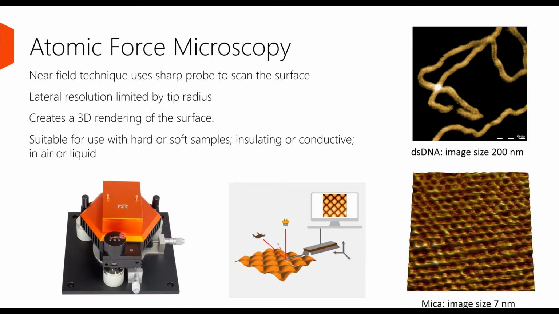This image here on the bottom left is an image of a FlexFPM. Here on the right are two example images. One is a double-stranded DNA image. This is a 200 by 200 nanometer image. You can just make out the double helix, and each of these little ridges here is the double helix of the DNA. So we can see very high resolution. On the bottom is a 7 by 7 nanometer image of mica, and you can actually make out the atomic lattice of the mica.